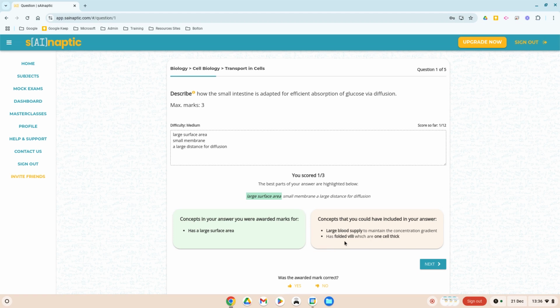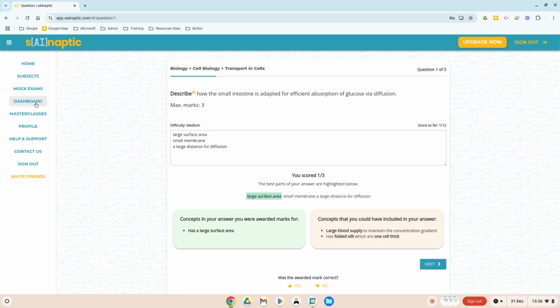The folded villus again gives a large surface area, but the 1 cell thickness means that it's not a large distance for diffusion, it's a short distance for diffusion. So it tells me straight away, yeah, you've got 1 right, but this is what you should have put as well. No photocopying, no checking pieces of paper, etc.